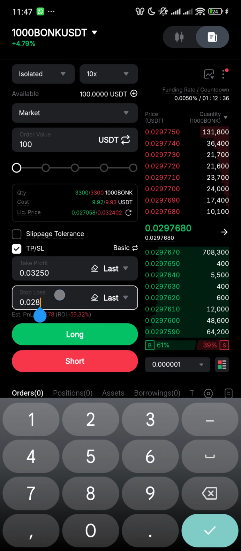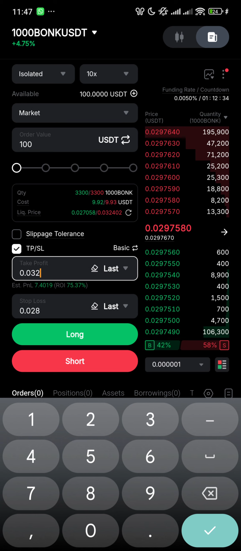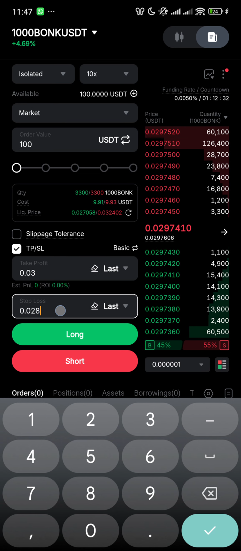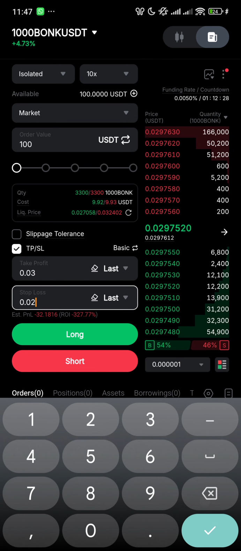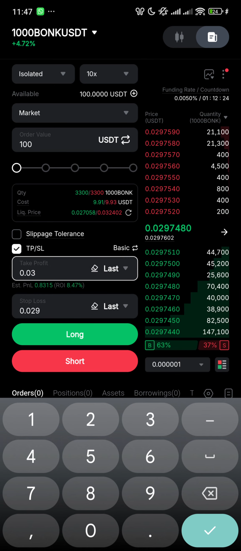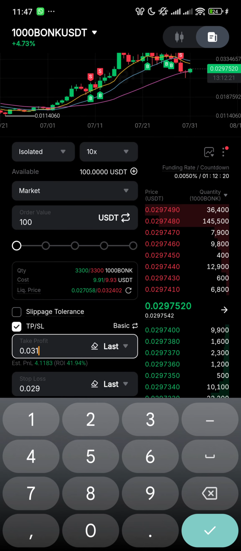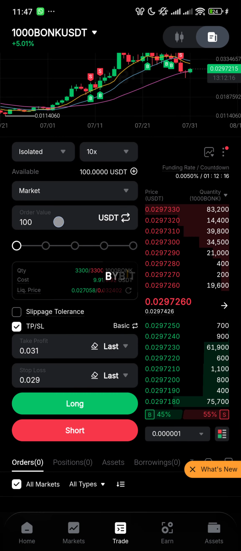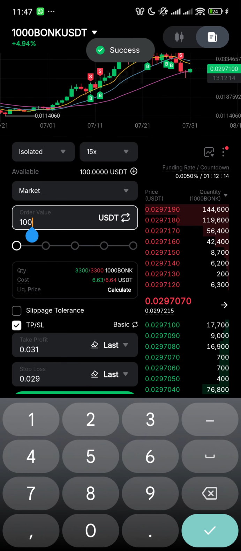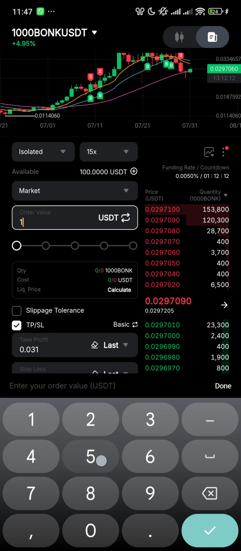So let's take it to take profit one. You can see it's still low compared to the amount I'm risking. So let's say I'm increasing this to 2.9, and taking this to 3.1. I might want to increase this leverage too. Let me increase it back to 15. Let's say that's 150, right? That's $10.